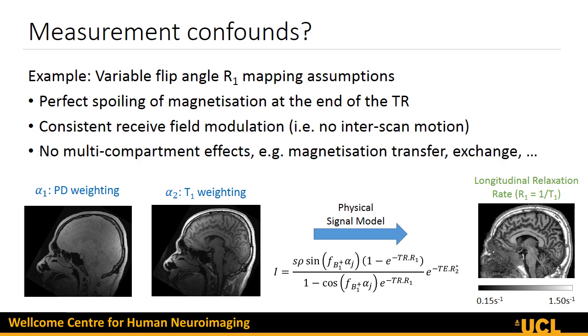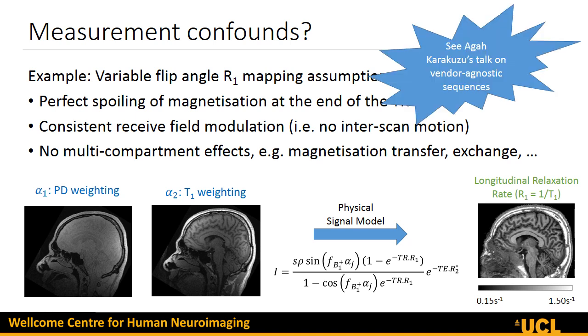We assume inherently that there is only one compartment and that this is described by a single relaxation rate, and that there are therefore no exchange effects occurring between different tissue compartments. This is unlikely to be true in reality, but it may hold sufficiently well. Later, Aga will talk through vendor agnostic sequences that can at least help to make sure that any effects are consistent across our acquisitions, regardless of which platform we're working on for a given field strength.